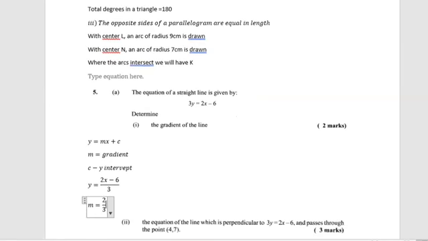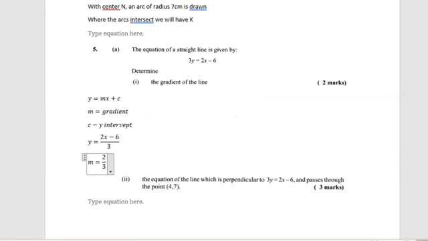Any questions? So again, our normal equation to represent a straight line is y is equal to mx plus c. m is our gradient, c is our y-intercept. They have given us an equation which is 3y is equal to 2x minus 6. All I did was to make y the subject of the formula to replicate the original equation of what a straight line formula is, which is y is equal to mx plus c. And after doing that, I will get 2x minus 6 over 3. And I just write what my gradient is, which is 2 over 3.